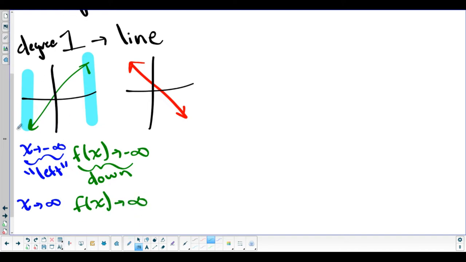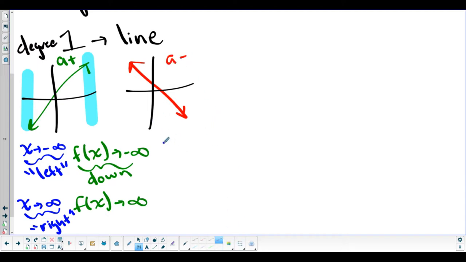Right? So as x goes to the left, f of x is going to negative infinity. It's down at the bottom left. And then as x goes to the right, that really means just go as far right as possible. My line is up top, which means that f of x goes to positive infinity. Okay. For the negative slope, right? And now this is a positive slope because the a value is positive. This one's a negative slope because the a value is negative.